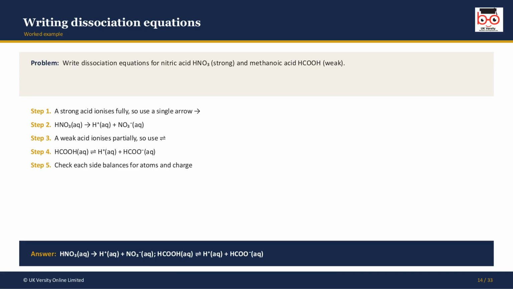Let's write a couple of dissociation equations. Nitric acid is strong, so it ionizes fully, and we use a single arrow. Nitric acid goes to a hydrogen ion plus a nitrate ion. Methanoic acid is weak, so it ionizes only partially, and we use the equilibrium arrow. Methanoic acid is in equilibrium with a hydrogen ion plus a methanoate ion. And as always, check that each side balances for both atoms and charge.